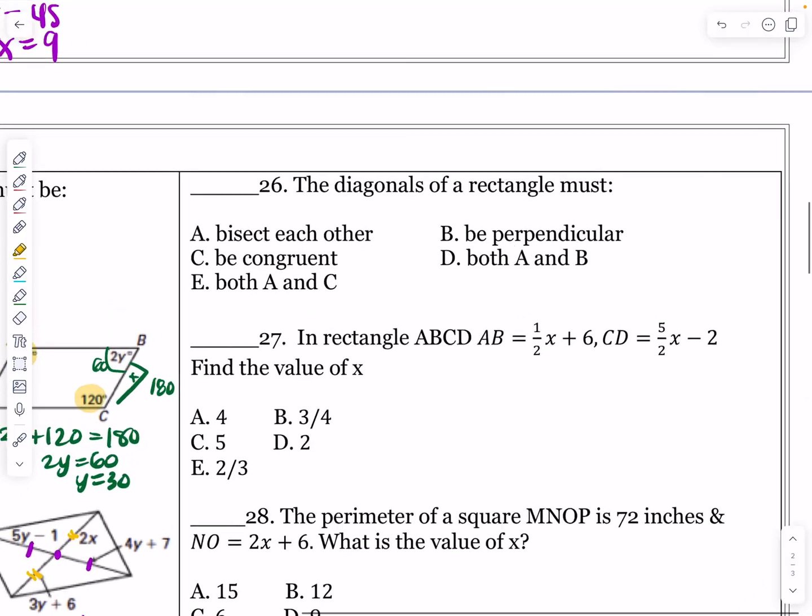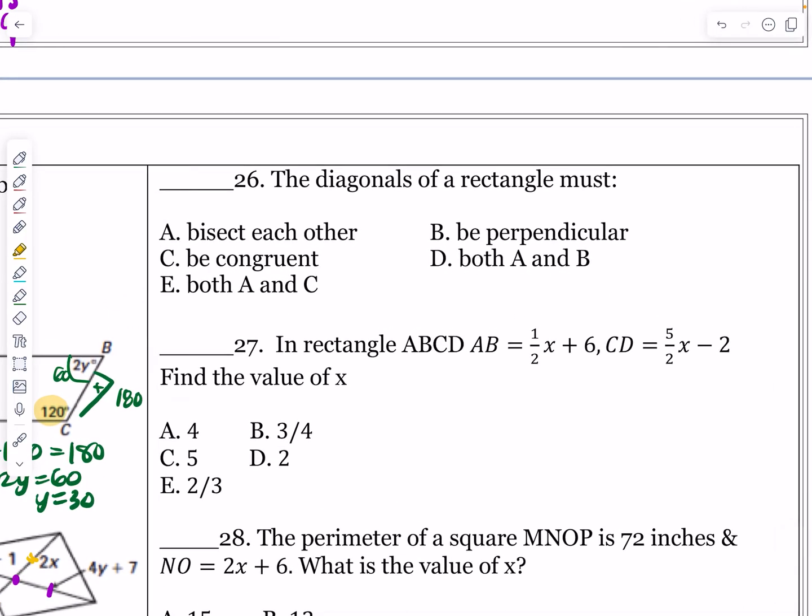All right, what is true about the diagonals of a rectangle? We know that the diagonals of a rectangle are always, always, always going to be congruent. That is one of our properties of a rectangle. Is it true that they bisect each other? Yes, because it's a parallelogram. They're not perpendicular. We know that for sure.